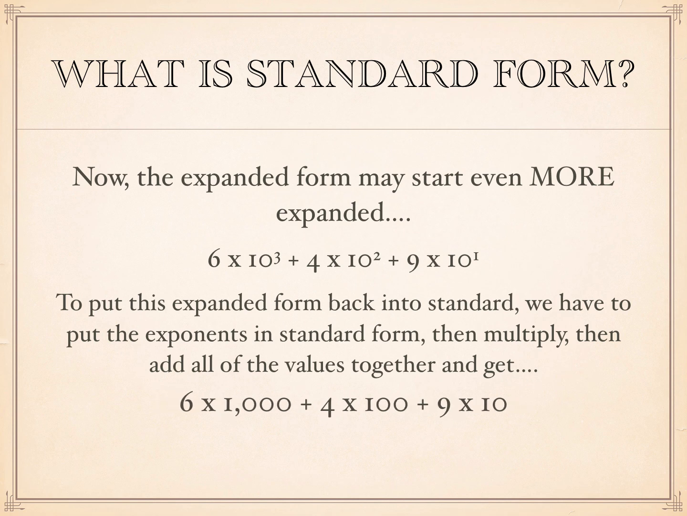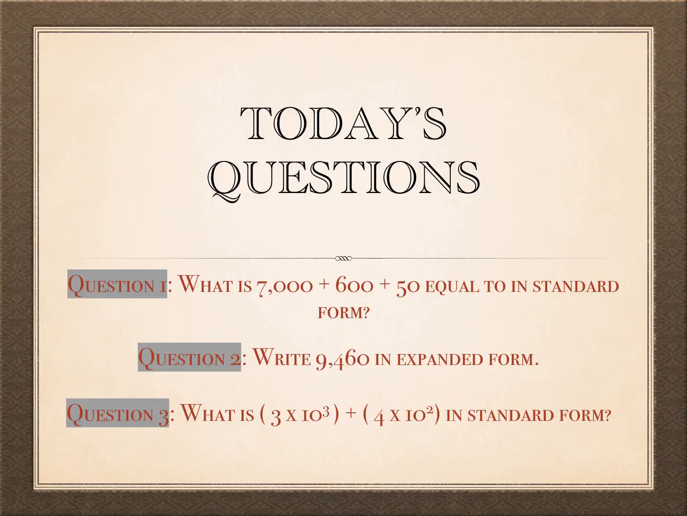So we would get 6 times 1,000 plus 4 times 100 plus 9 times 10 once we took everything out of the exponents. Then we multiply them all together to get 6,000 plus 400 plus 90. And once we add all of those values together, we would get 6,490. All of the examples I just did lead you to the exact same standard form answer. They were all just written slightly different in expanded form.